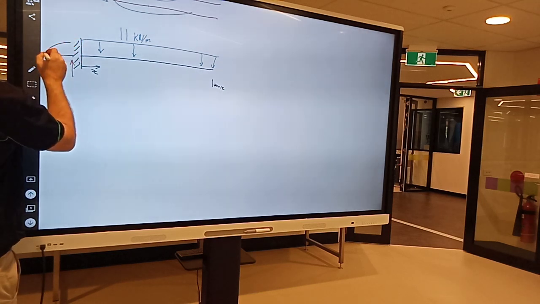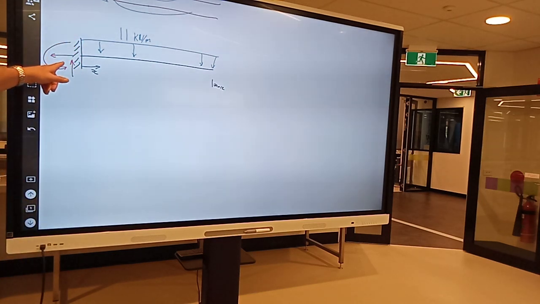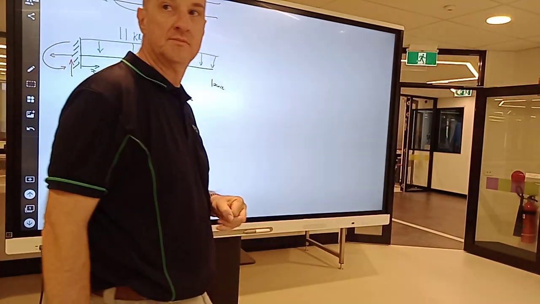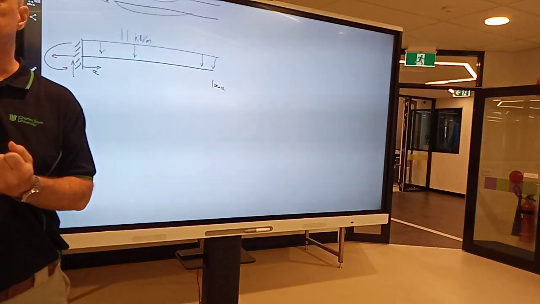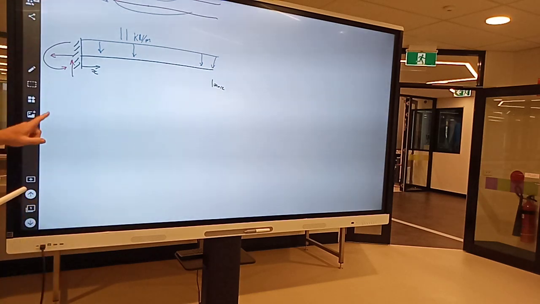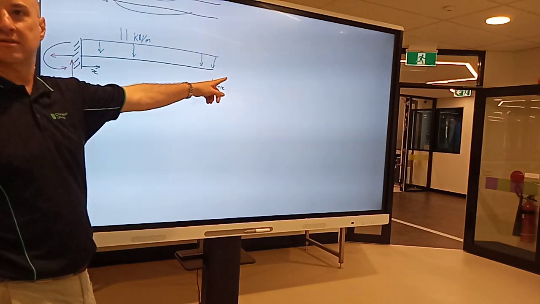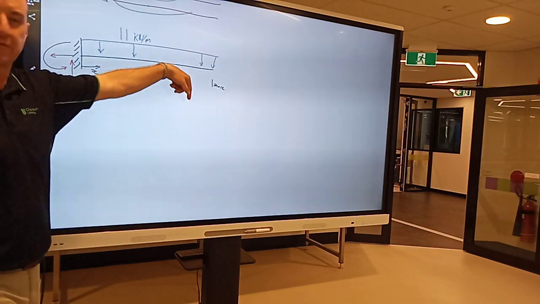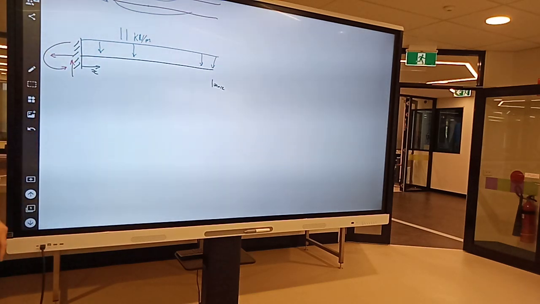and a bending moment in that direction. All right, let's do the reactions. What is the vertical reaction there? Yeah. Sorry? Down. It's a force. We've got 11 kilonewtons for every meter. We have 12 meters. So all the downward force has to be resisted by this upward force. So it's 11 times 12, 132.